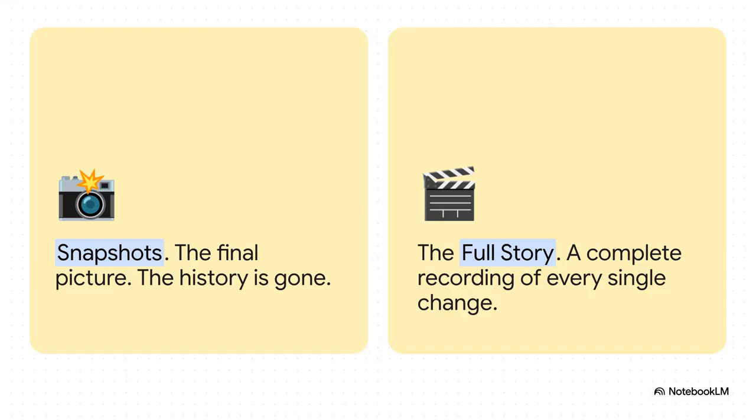And this right here, this gets to the absolute heart of the problem. What we usually have are just snapshots, the final picture. But what we desperately need is the full story. Think of it this way. Most systems today act like a camera that only saves the last photo you took. Every time you update a customer's address or change a product's price, you're essentially taking a new photo and throwing the old one in the trash. The history? Gone. What we really need isn't a camera, it's a movie camera, something that records the entire story, every single frame, every change that led to that final picture.